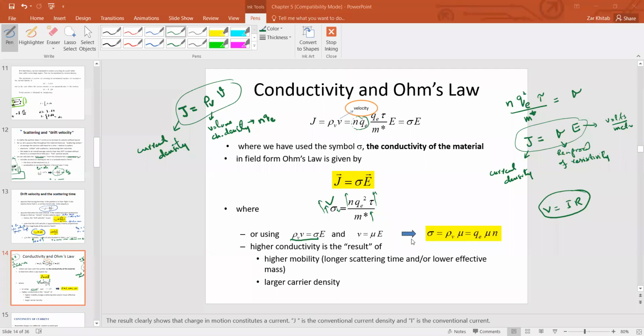Okay, so we have this particular equation, right? Now look here. See, if the effective mass is more, conductivity will be less. You see, you need to consider all these parameters. Effective mass is more, conductivity is less, and so many things. Okay?